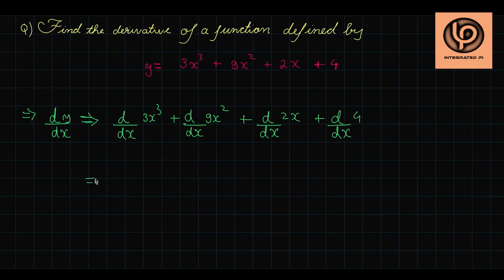So if we differentiate this, we get 9 x to the power 3 minus 1, which gives us 2, plus 9 times 2 gives us 18, and 2 minus 1 gives us 1, plus differentiation of this would be just 2, and differentiation of a constant is 0. So this is our final answer. Let's move on to the next rule.